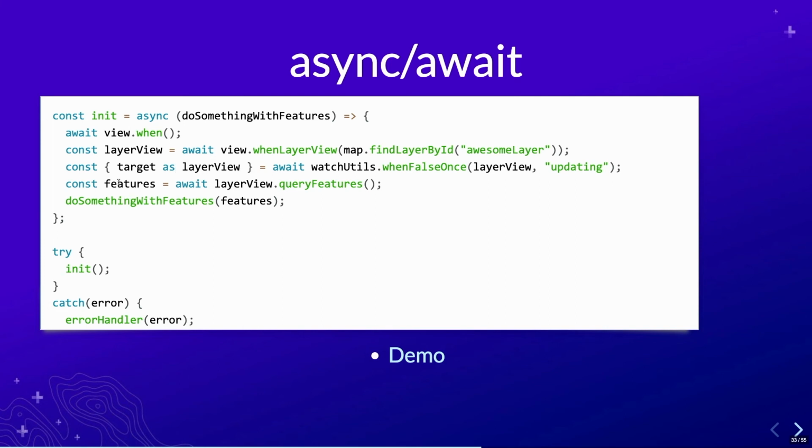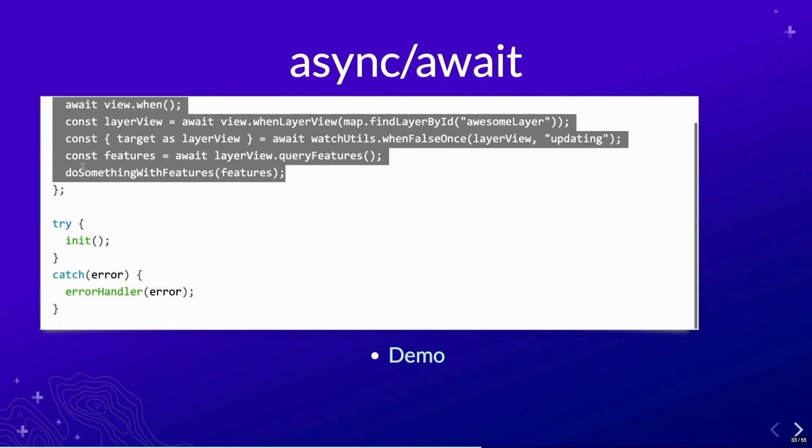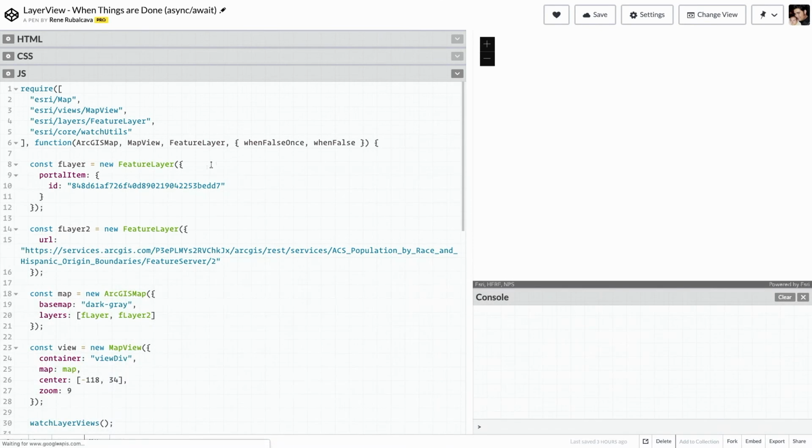Then I want to get the features from the query features. And once I'm done with that, I can run this function, do something with features, right? And when you are running these, if you want to catch any errors that might happen anywhere in this await sequence, you want to wrap them in a try catch. So I'm going to try to run the init function, and if something happens, I'll catch the error and then pass that error to whatever error handler that I'm using. And let's see what a demo of something like that looks like.